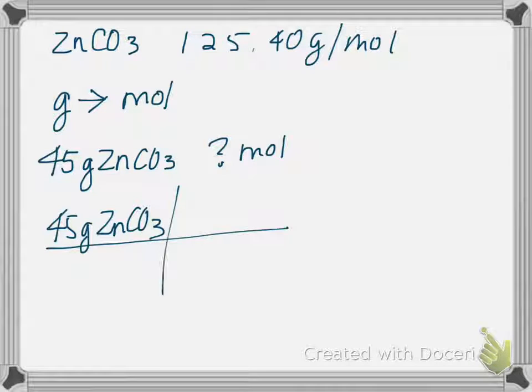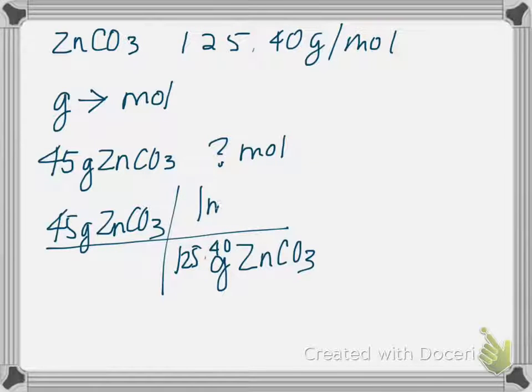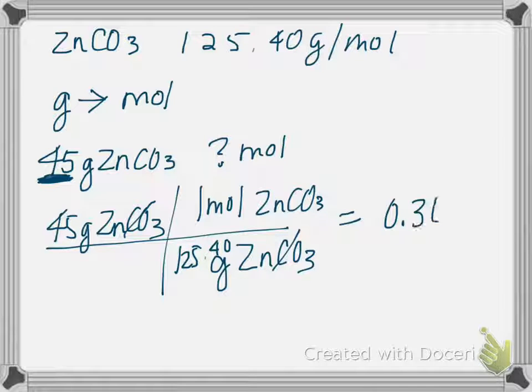I want to get rid of grams, so where does it go? On the bottom. And then I want to go for 125.40 grams per 1 mole. And then my units cancel. And then I have a number on the top and a number on the bottom. So you remember what I do with that? Divide it out. Yes, see, y'all remember. And then I only have how many significant figures in that 45? 2. So I want my answer in 2. So that would round to 0.36 moles of zinc carbonate.